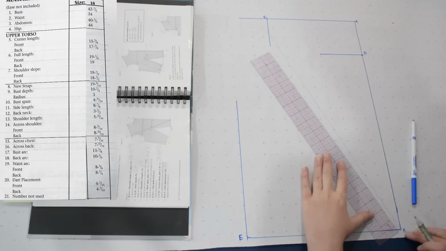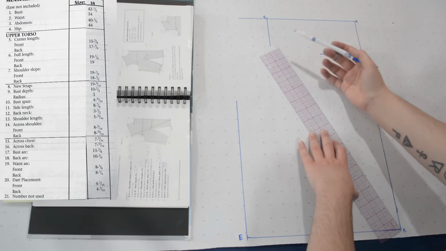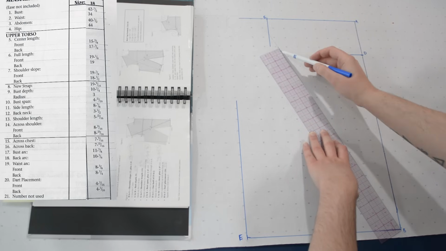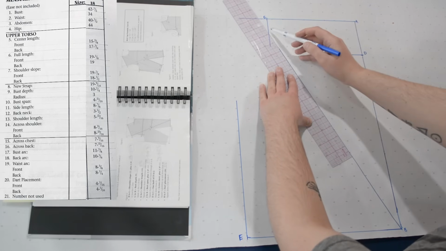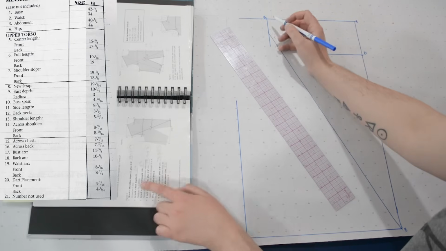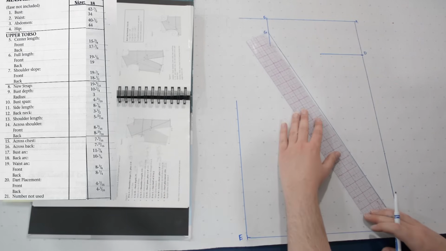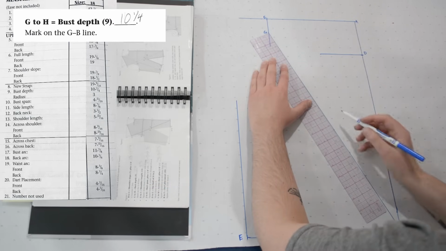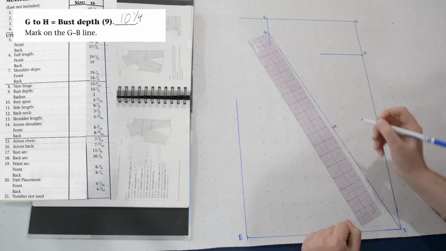So up here, go ahead. This seems so incorrect, but you know, if this all goes to fail, then I'll just do it again, to be honest. All right, so here is this line, B to G. G to H along this line here is the bust depth, which for me is going to be 10¼ inches. 10¼ inches is right here, and that is H.